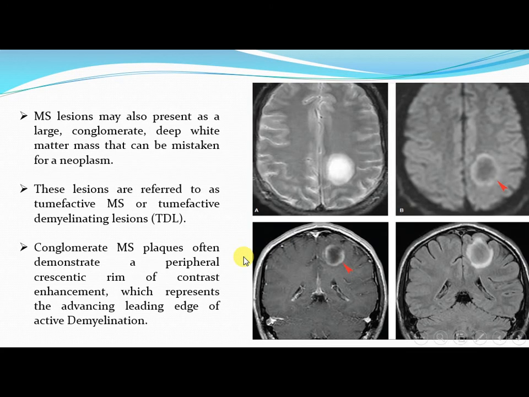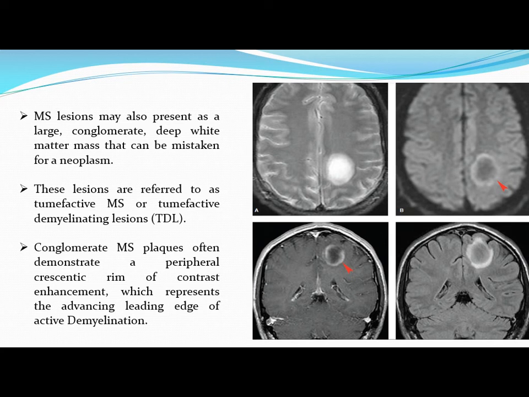MS lesions may also present as a large conglomerate deep white matter mass that can be mistaken for a neoplasm. These lesions are referred to as tumefactive MS or tumefactive demyelinating lesions. Conglomerate MS plaques often demonstrate a peripheral crescentic rim of contrast enhancement, which represents the advancing edge of active demyelination. This point can help differentiate it from a neoplasm.